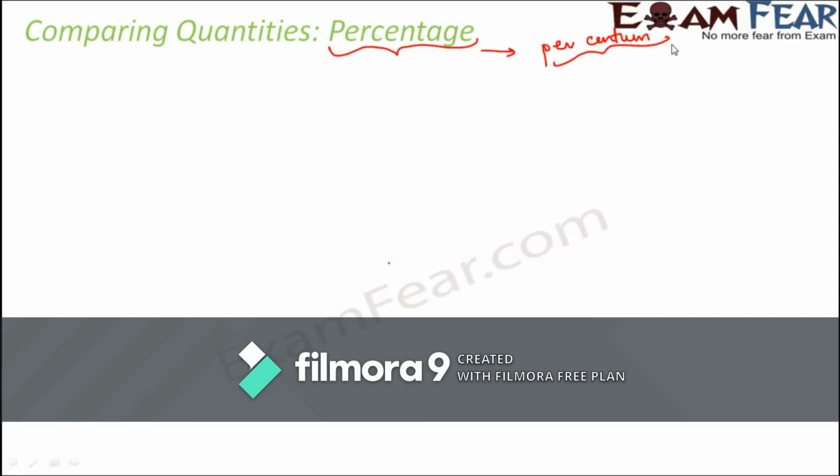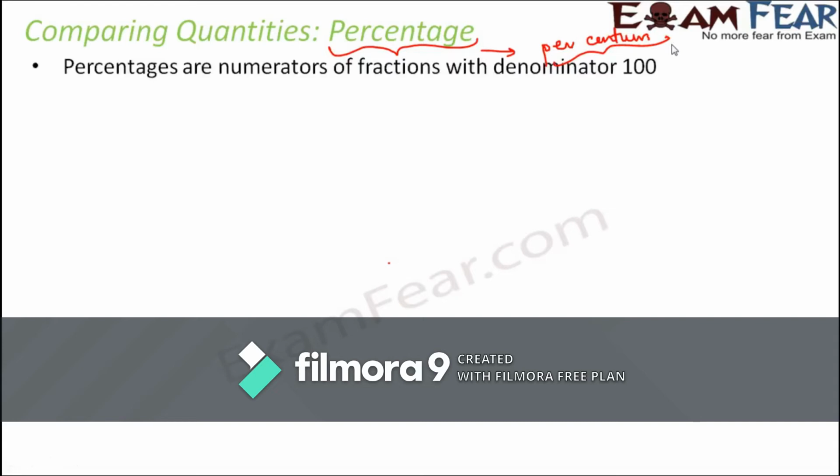So you would have seen that whenever we talk about percentage, you say that I scored 70% in maths. That means you scored 70 out of 100 in maths. So that is what percentage means. Let us take an example. Okay, before that, percentages are numerators of fractions with denominator 100. For example, you talk about 70%, which is 70 out of 100. So the denominator is 100.